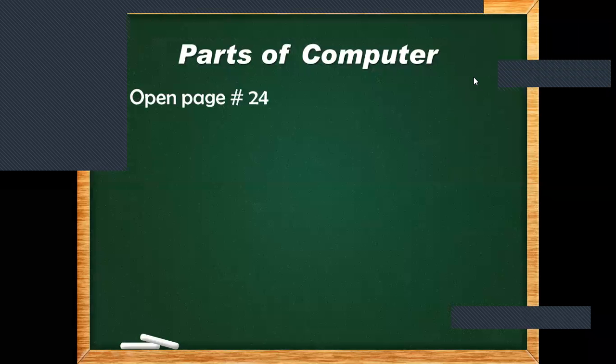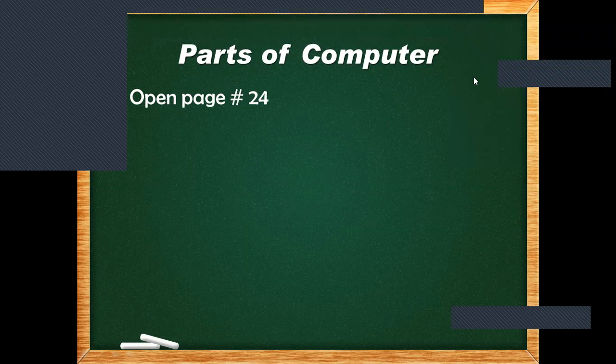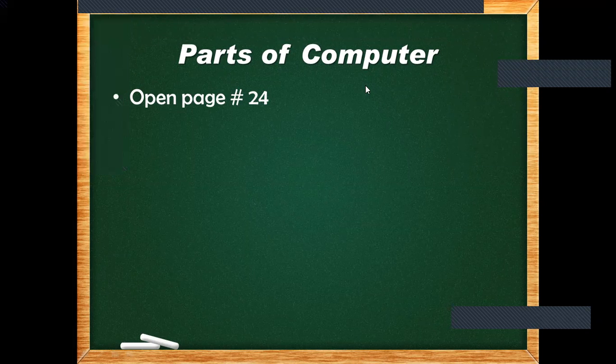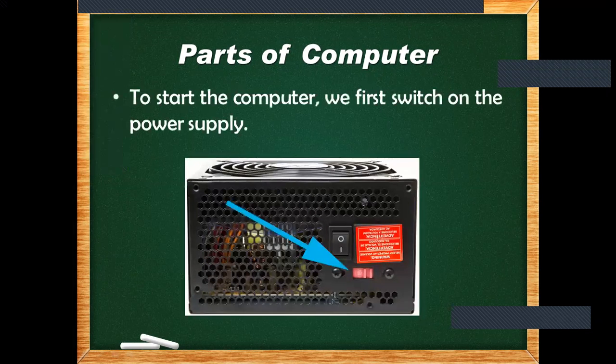So the chapter we were discussing is about parts of computer. Okay. So everybody open page number 24 in the computer book. Once you open the page, then we will start. On page number 24, the first line of the page is saying, to start the computer, we first switch on the power supply.